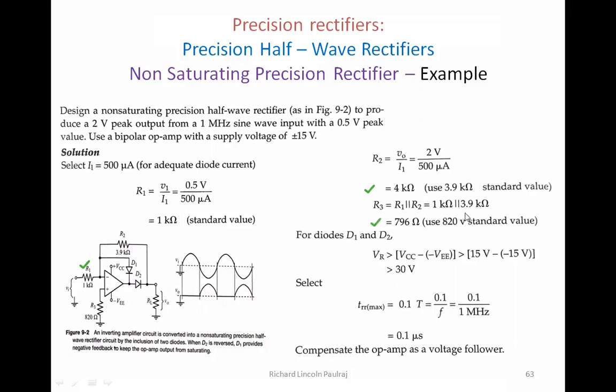796 ohms. Okay, so we will be using standard 820 ohm resistance. So this should be ohms actually. For diodes D1 and D2, there's a small condition here that we're going to follow. VR should be greater than VCC minus of minus VEE, and that should be greater than 15 volts minus of minus 15. So plus 15, minus of minus 15. So this is a condition that we need to follow for the diode.